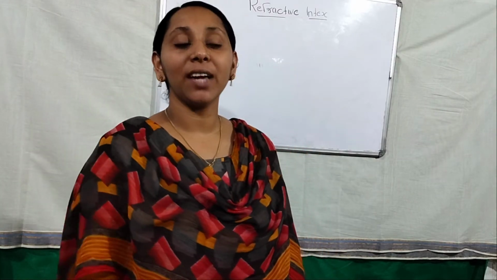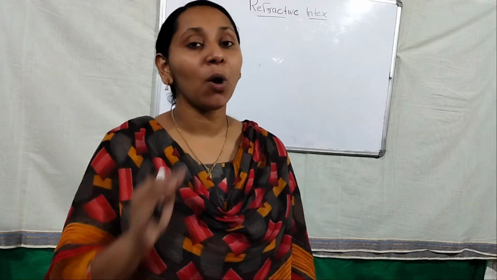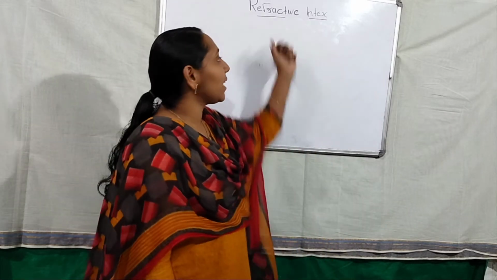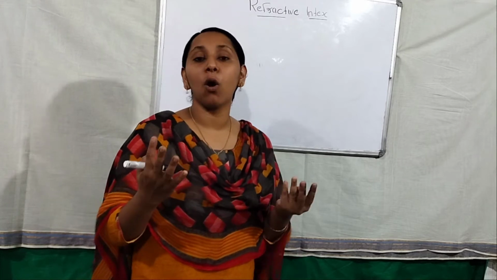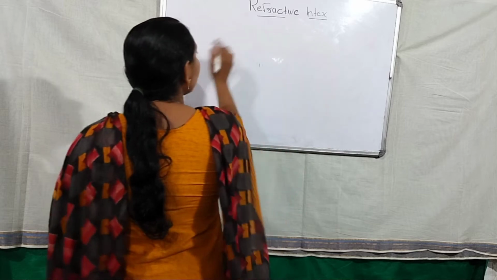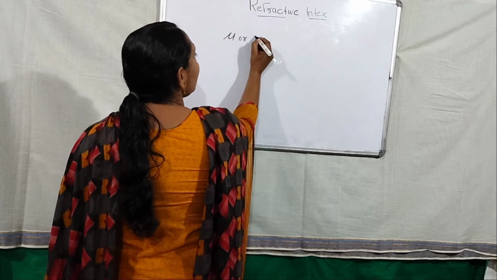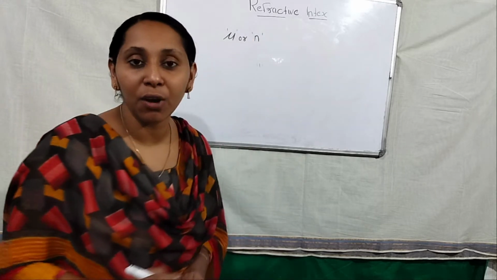In this video we are dealing with the portion refractive index. A very important topic of this chapter. So listen here, what is refractive index? Refractive index is a constant. It is denoted by the symbol mu or n. These are the two symbols used for the representation of refractive index.